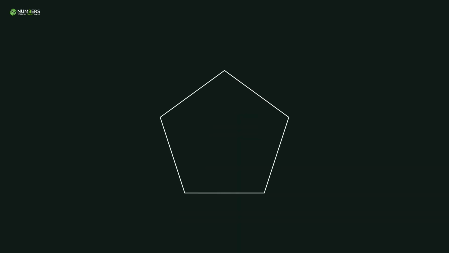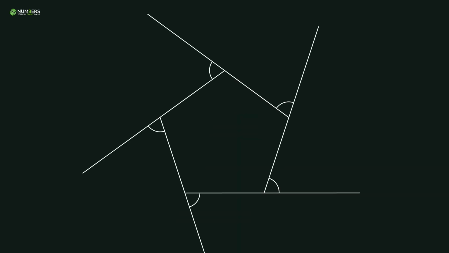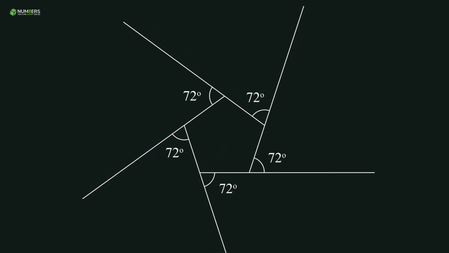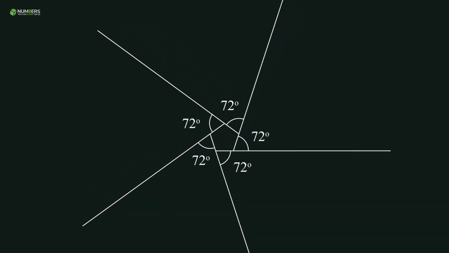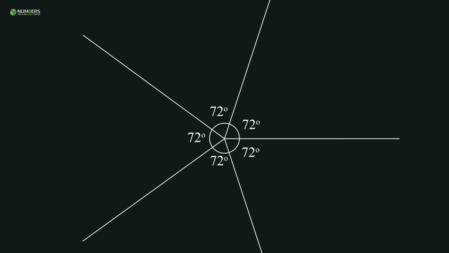Taking a pentagon, there are 5 exterior angles, each one measuring 72 degrees. Shrinking this shape down to a dot, all 5 angles form a full circle, once again. This means that the angles add up to 360 degrees.